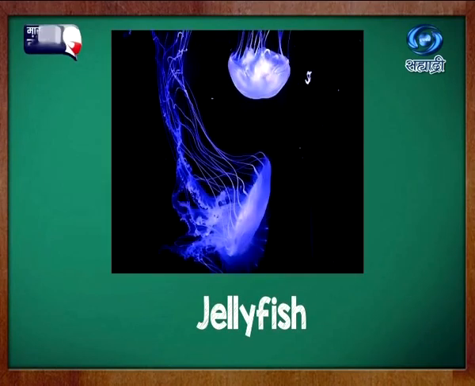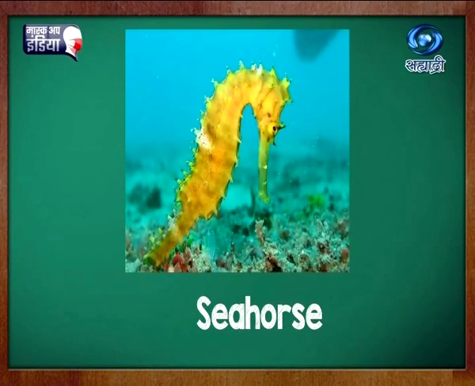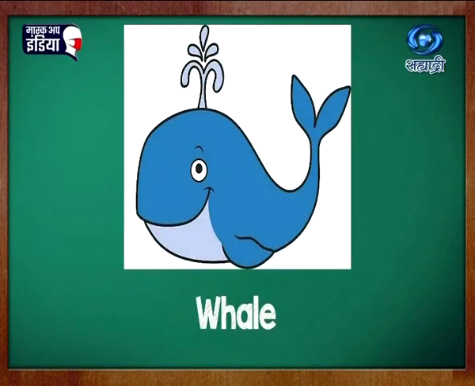This is a jellyfish. This is a seahorse. This is an octopus. And this is a whale. They are all sea creatures. They live under water.